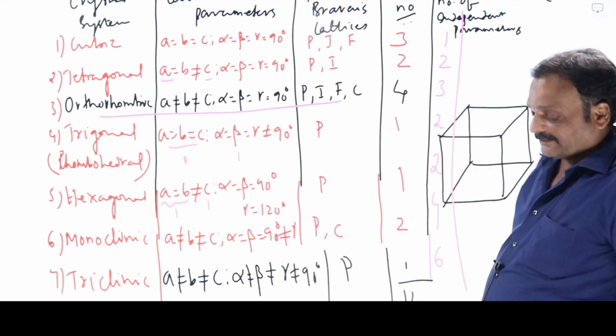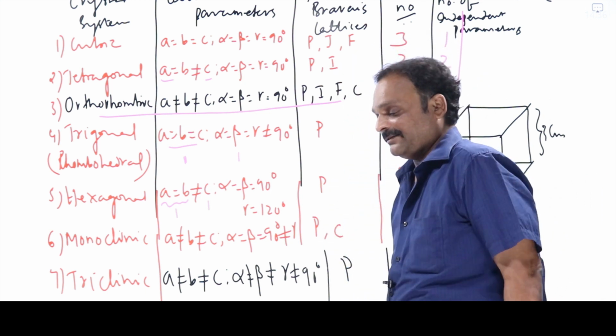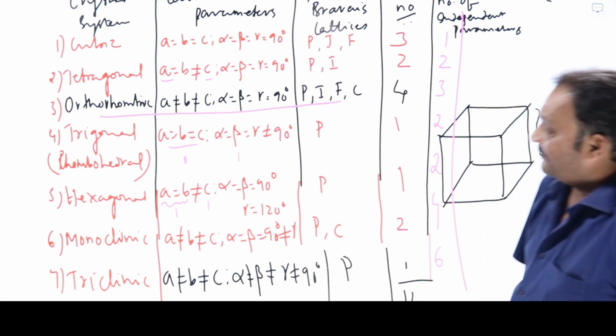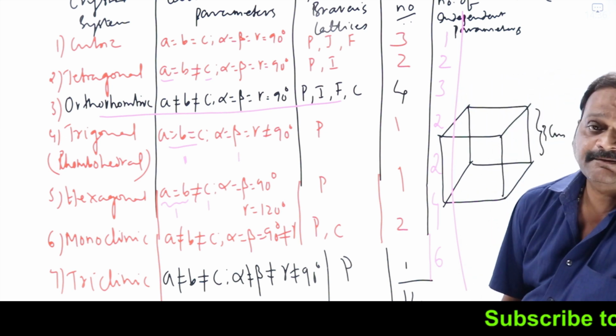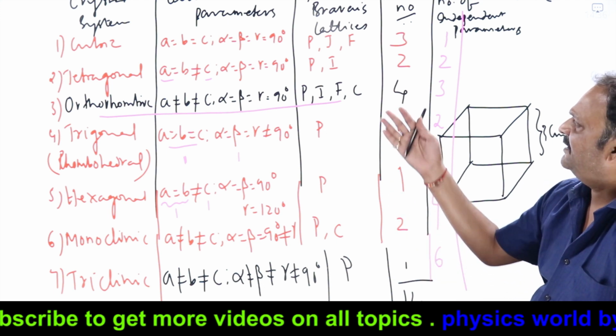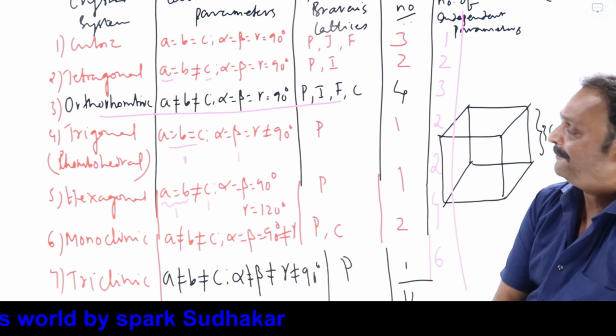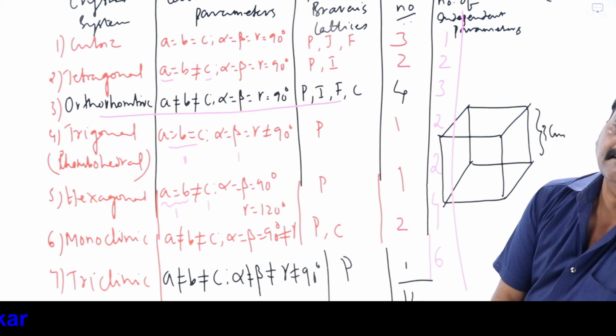Now, which system is the simplest of all? Which system is the most difficult one? If I ask you which system is the simplest, you will immediately say, sir, the cubic system is simplest. Why? All three sides are equal, and all three angles are also 90, 90, 90. Easy to draw also, isn't it? But which is the most complicated system?